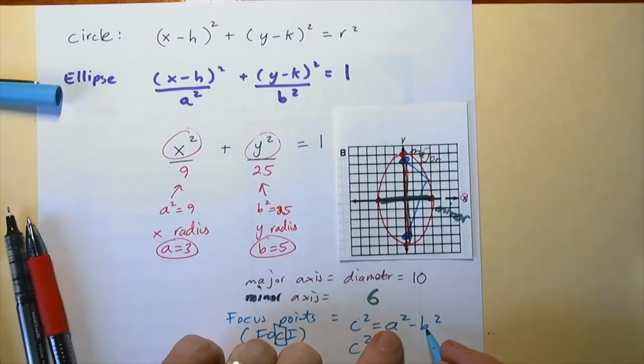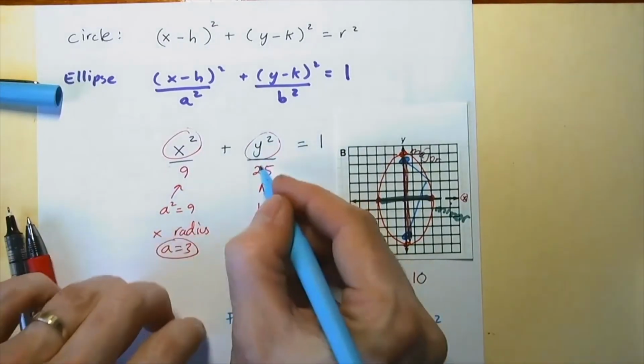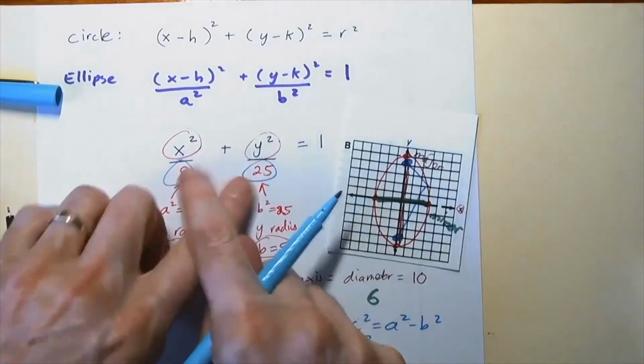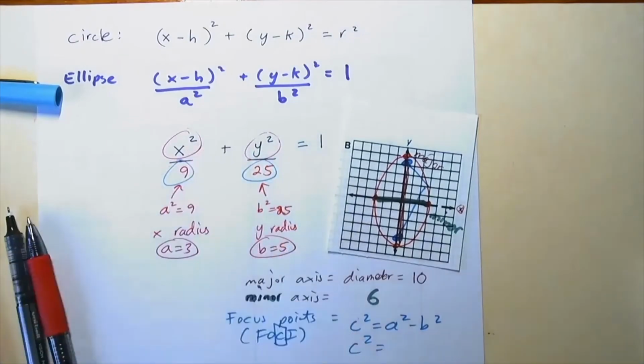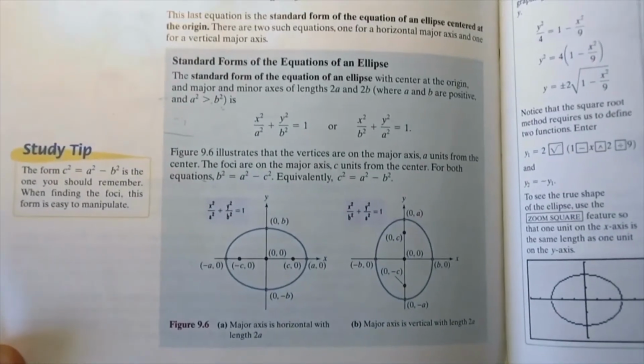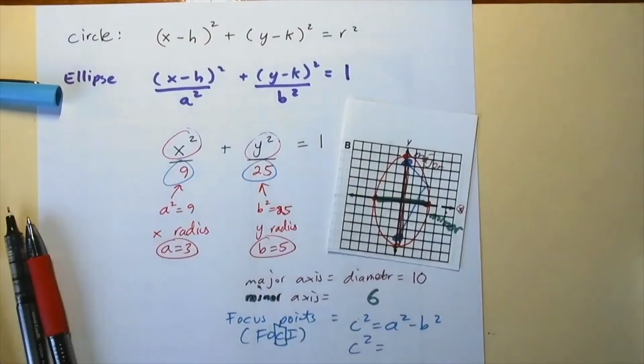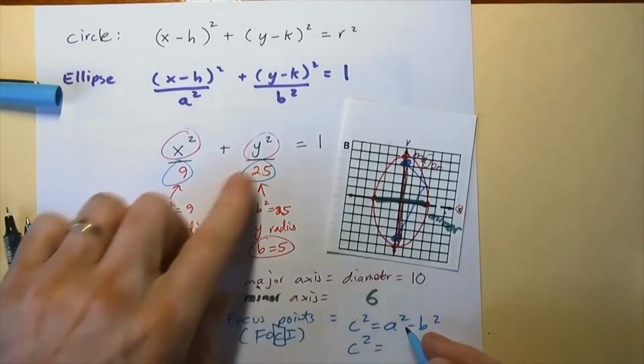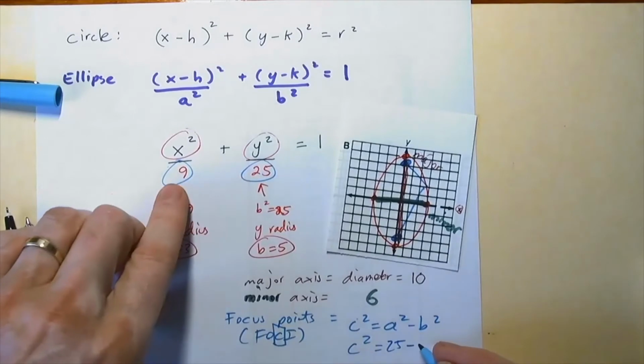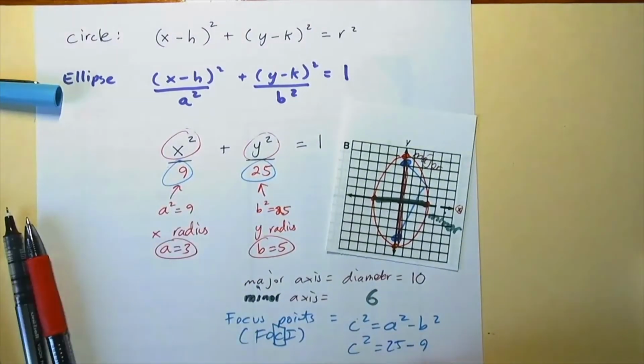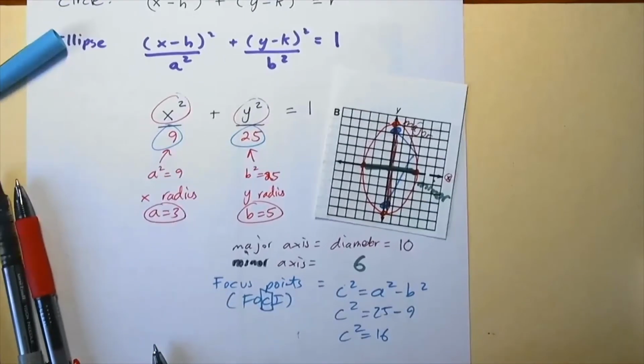It doesn't matter who A and B is. You have to pick the big number, take away the little number, whoever's big or small. Ignore the book where they get totally crazy and think you need to really care about it. Just pick the big number, 25, minus a little number 9. 25 minus 9 is 16. Bring that up. C would be plus or minus 4.